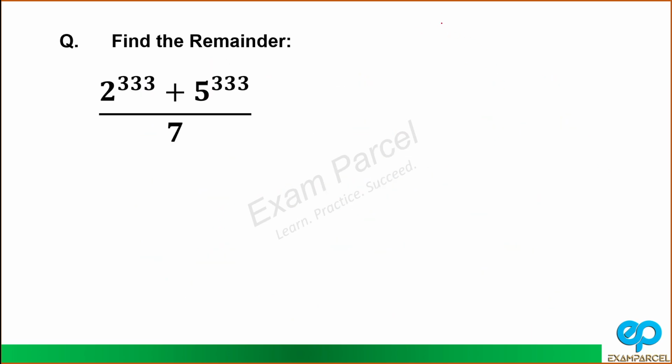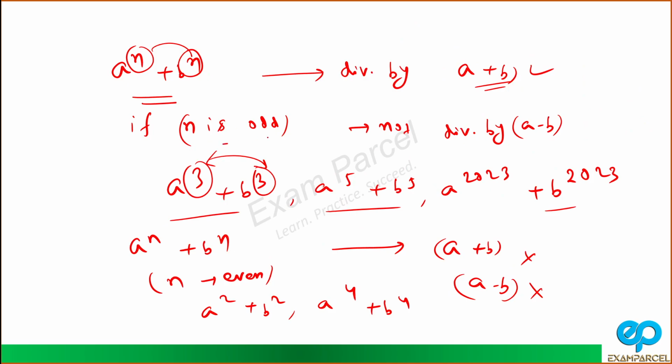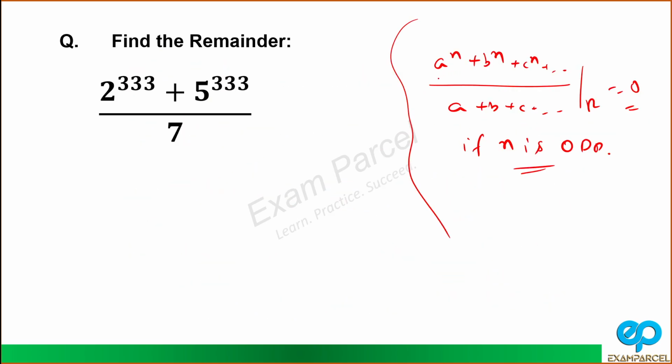Let me write it here. One more property is, let's say we have a raised power n plus b raised power n plus c raised power n and so on, divided by a plus b plus c and so on. If n is odd, then this is completely divisible, hence the remainder will be zero. So the property that we saw here, that if n is odd it is divisible by a plus b, can be extended to many variables. Even if it is extended to, let's say, 100 variables, it will still be divisible by the individual sums. This property will also be used frequently.